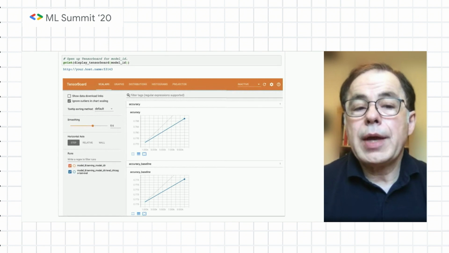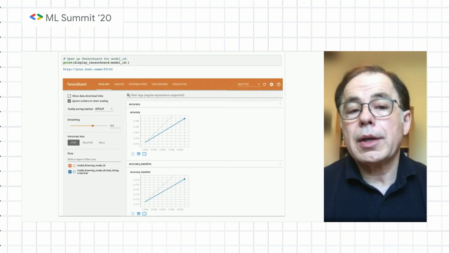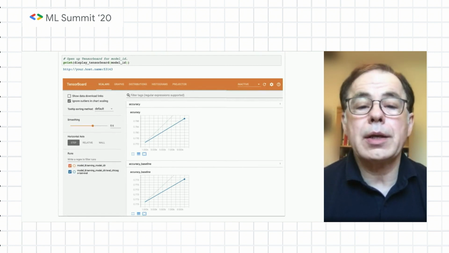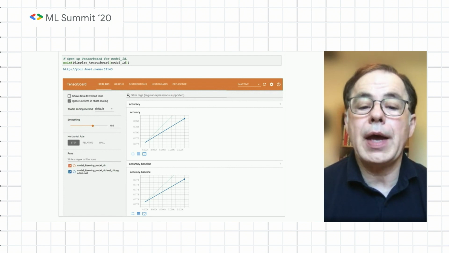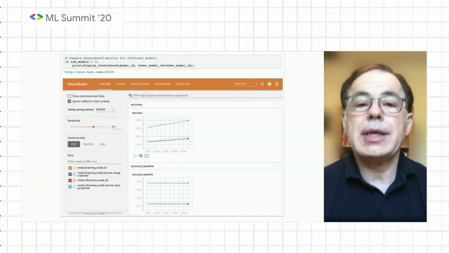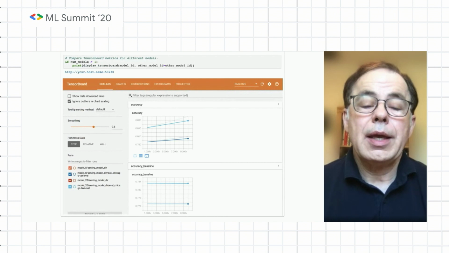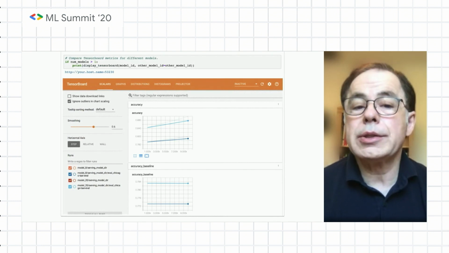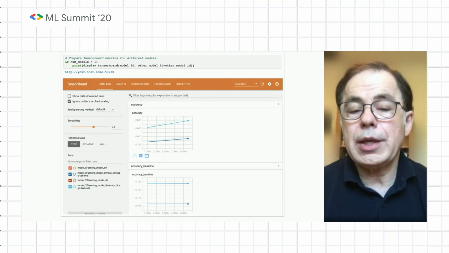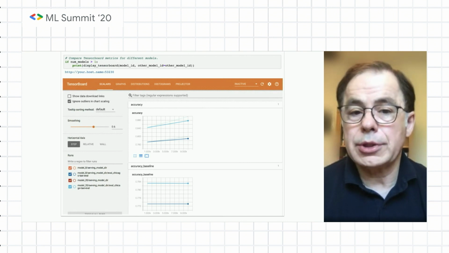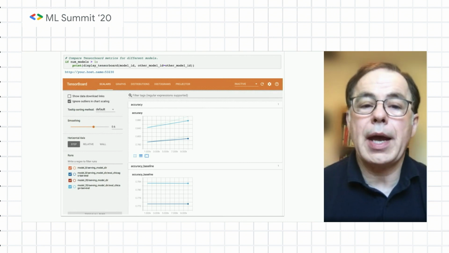One of the tools that you have when you train a model is TensorBoard. And so that's part of what is integrated into TFX. And one of the nice things, because you have the metadata, is that you can compare different runs of TensorBoard and understand the difference between the training that you did just now and what you did at some point in the past.